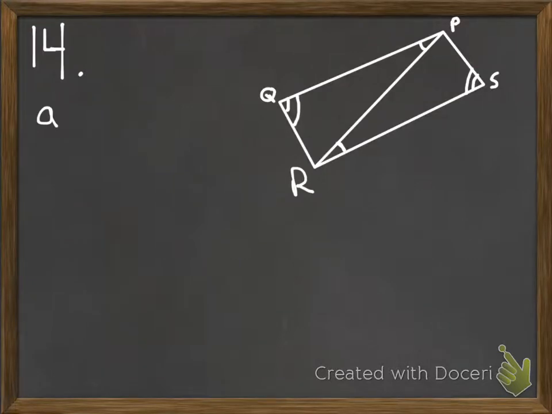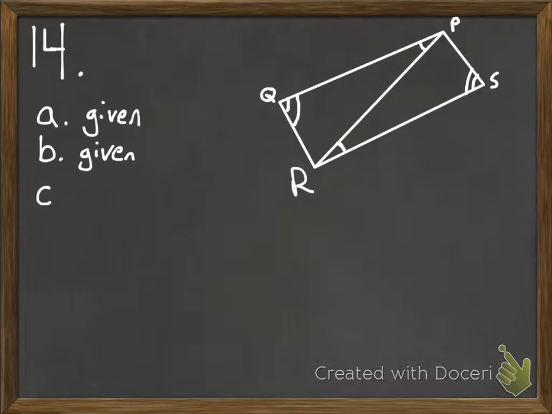Alright, number 14 is a proof. It starts out with saying angle QPS is congruent to angle RSP. If you look up above to the given statement, you can see that it tells you QPS is congruent to RSP. So A would be given. B, angle Q is congruent to angle R, is also given.